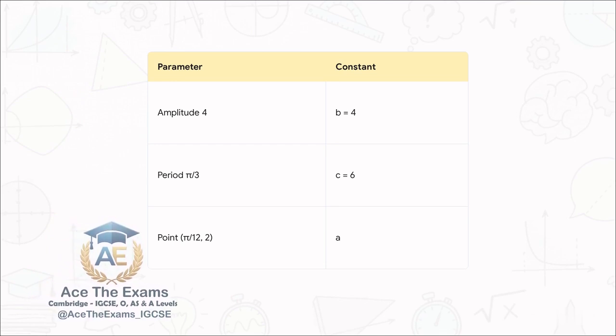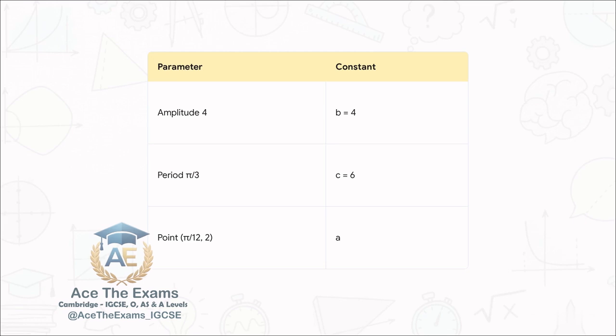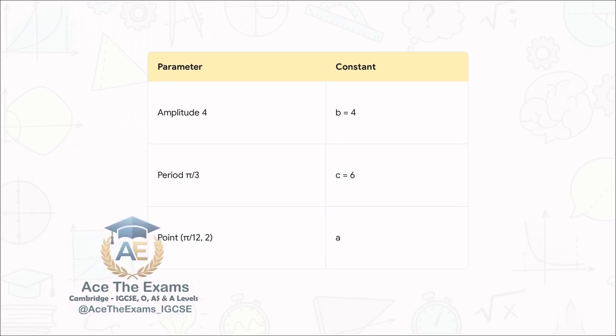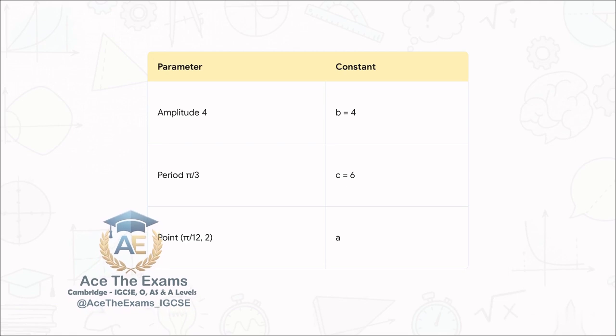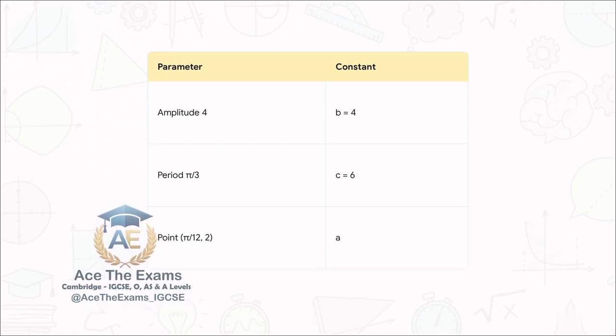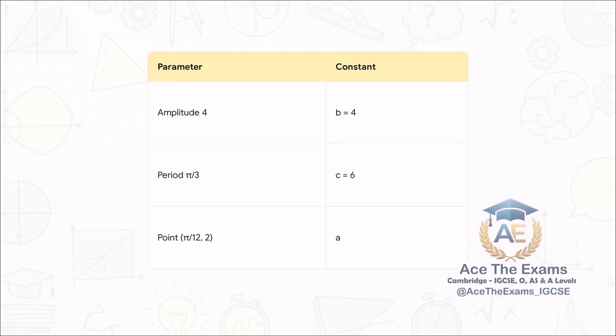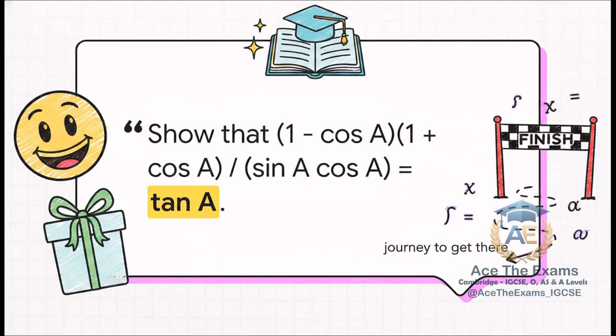Now, the standard period of sine is 2 pi, so 2 pi divided by c equals pi over 3, which means c is 6. Finally, plug in the given coordinate point, pi over 12 and 2, into your newly updated equation to isolate and solve for a. Honestly, don't let the trigonometry scare you. It's really just parameter mapping.